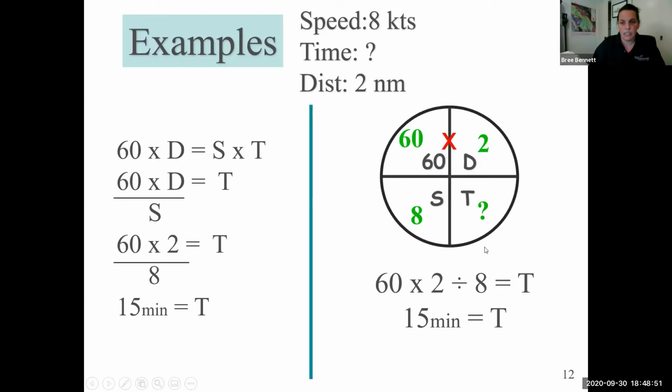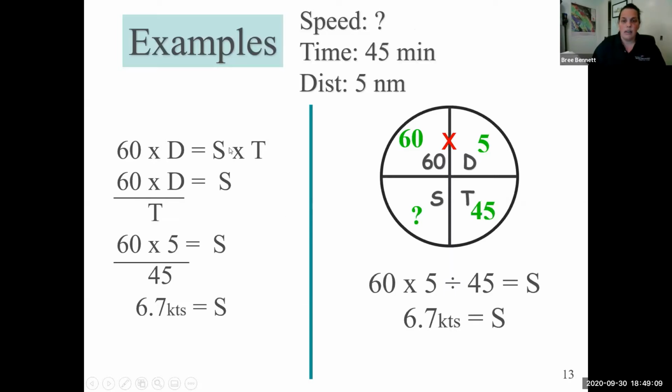Same type of thing with the magic circle. This time the two numbers that we have next to each other are on the top. So we do 60 times 2 and then divide by the remaining number to get our question mark. So that's our 15.